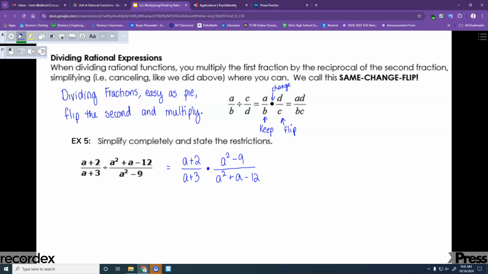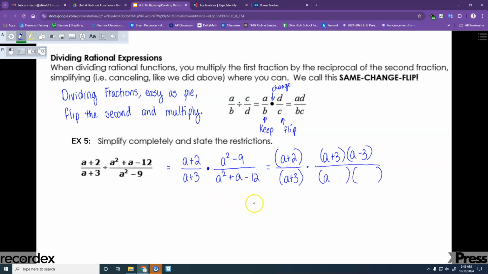And now we just have a multiplication problem, which is what we were already doing, right? So a plus 2 and a plus 3, you can't do anything with them. You just put them in some parentheses there. But over here, how could I factor a squared minus 9? I have an a and an a. What numbers could I use? We just did this one. Plus 3, minus 3.